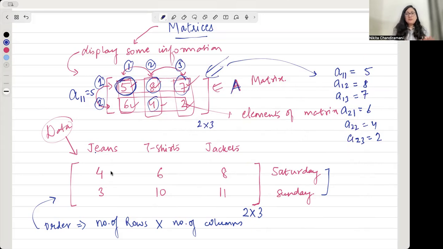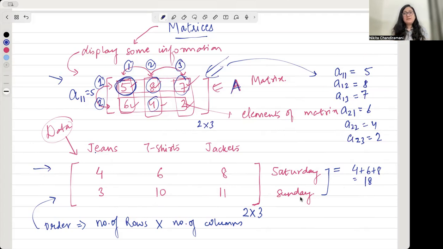Understood? Since this was a very randomized matrix, but here we can see that there's information. From this matrix, I can find out the number of items that were sold on Saturday: 4 plus 6 plus 8, which is, if you add 6 plus 4, you get 10, and 10 plus 8 is 18. 18 items were sold that day. So this is how you derive information from a certain matrix, right? Then you have 3, 10, 11. Those were the sales of Sunday.